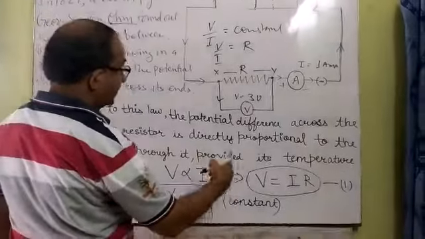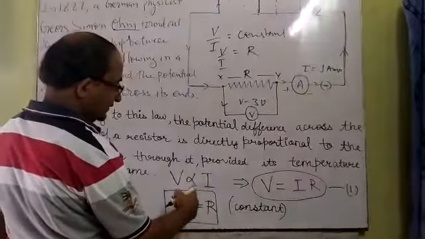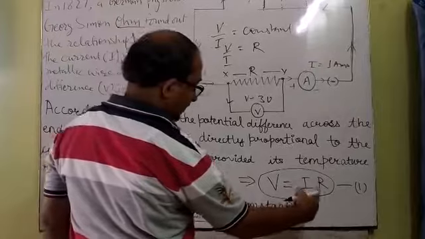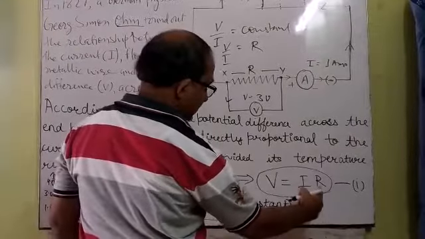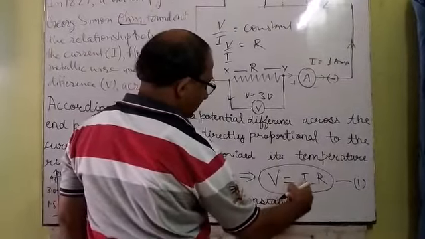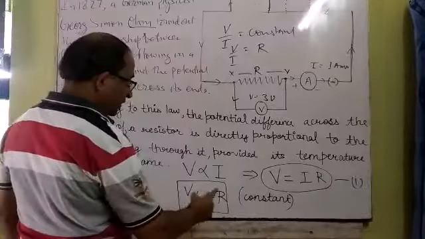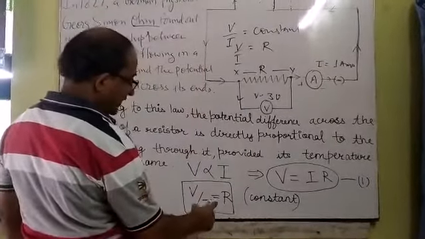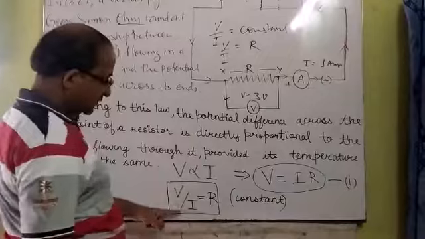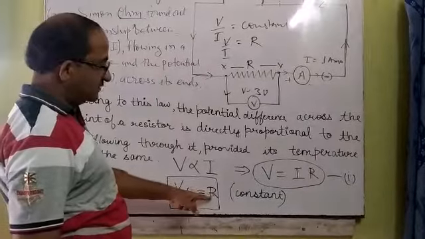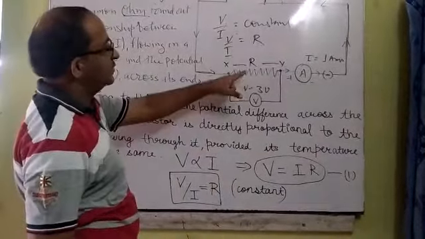Or in other words, when the proportionality sign is removed, we have to apply a constant, and this constant is R. So V is equal to IR. Or we can write V upon I is equal to R. Since V upon I is constant and this constant is equal to R, R means the resistance offered by the wire.